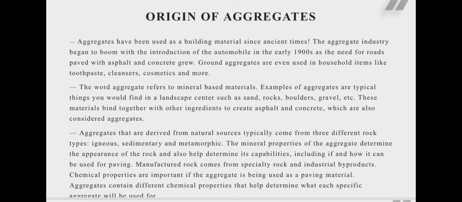Origin of the aggregates. Aggregates have been used as building materials since ancient times. The aggregate industry began to boom with the introduction of the automobile in the early 1900s, as the need for roads paved with asphalt and concrete grew. Ground aggregates are even used in household items like toothpaste, cleansers, cosmetics, and more.